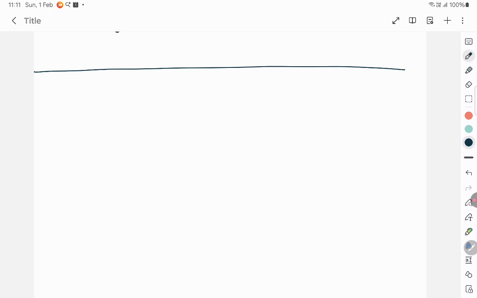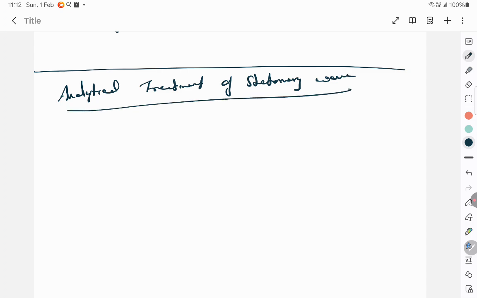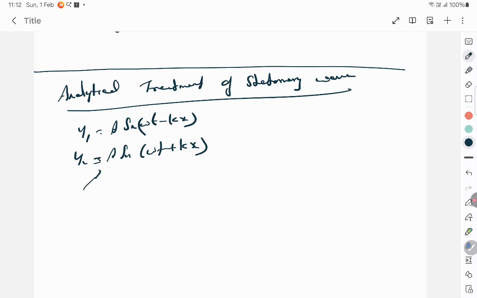So let's now do the analytical treatment of stationary waves. Consider two independent waves. I'm not talking about two reflected waves, I'm talking about two independent waves. One is a sine of omega t minus kx. Another independent one is a sine of omega t plus kx. Because they're independent, I'm not inserting a negative sign here. I would be supposed to if this were the onward wave and this a returning wave, but I'm just considering them to be two different waves.